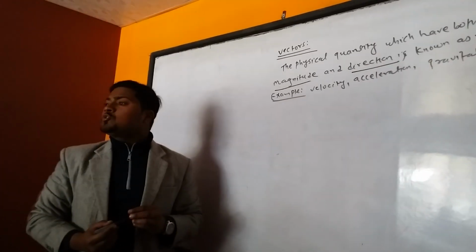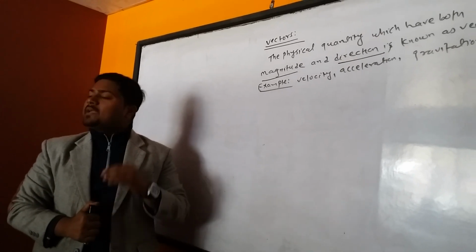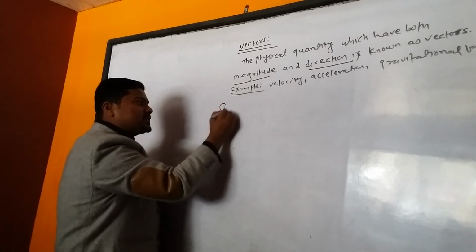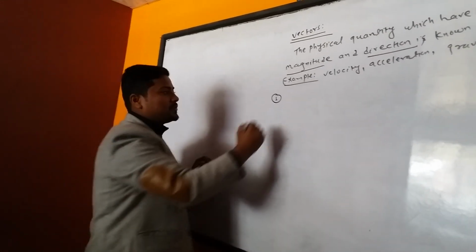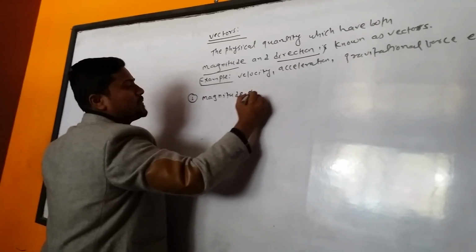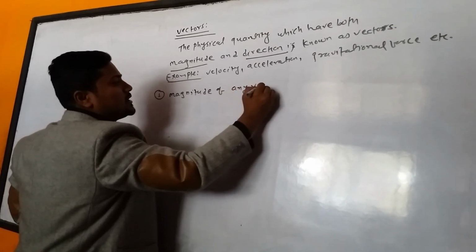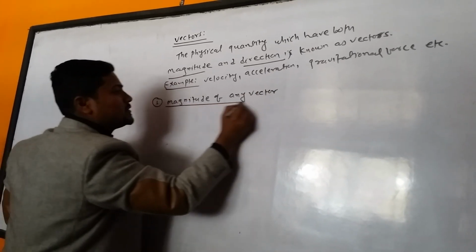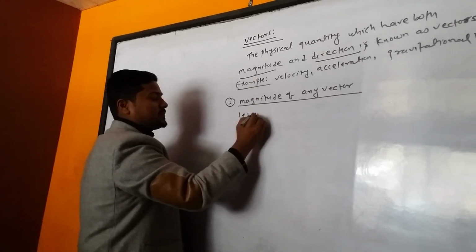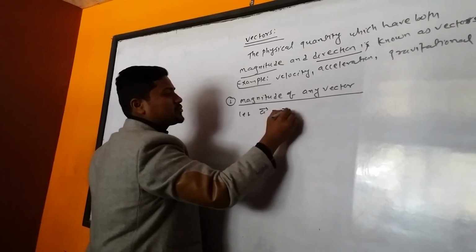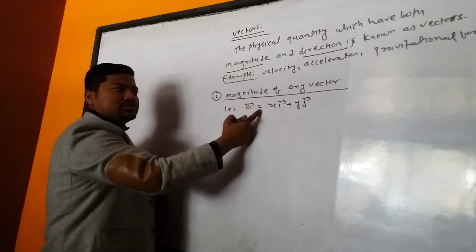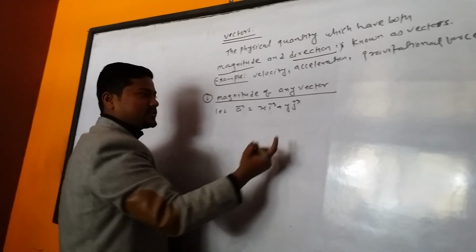So now, how to find the magnitude of any given vector? Number one, our topic is magnitude. How to find the magnitude of any vector? First of all, let vector a equal xi vector plus yj vector.